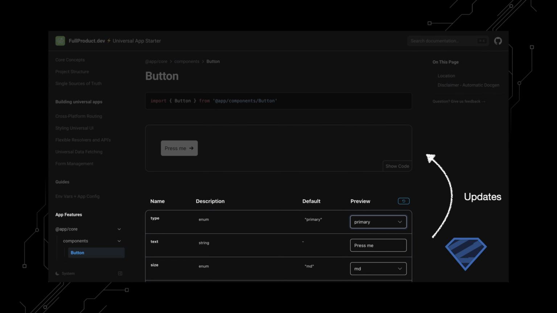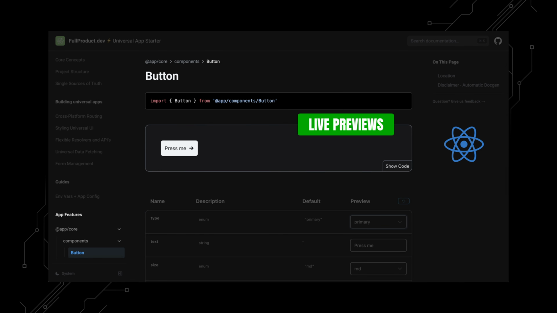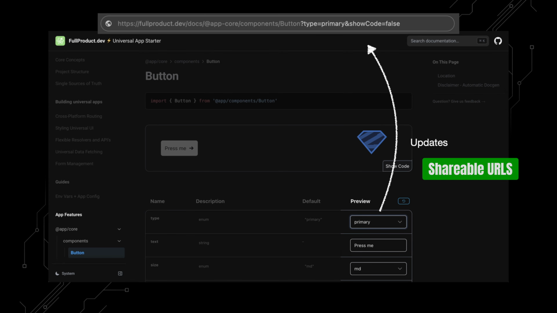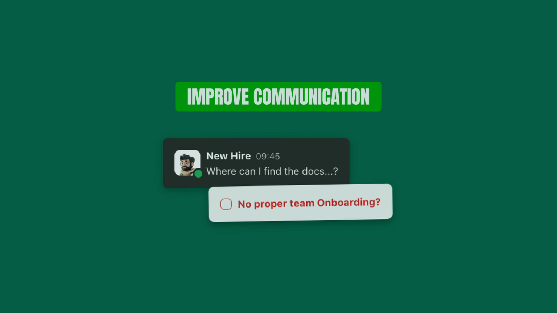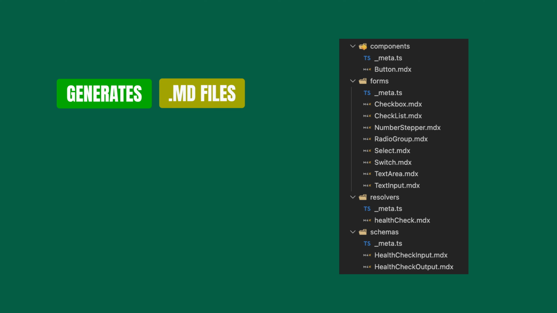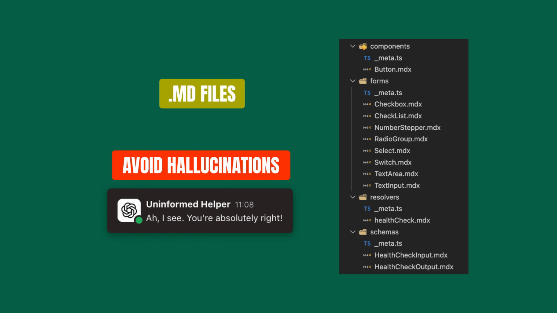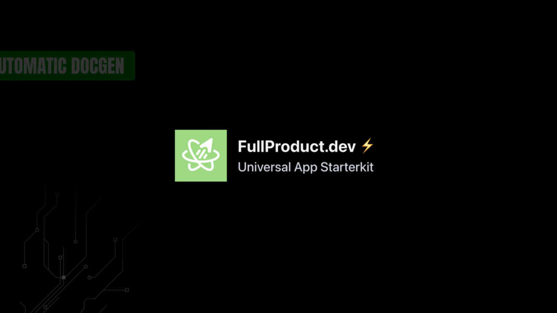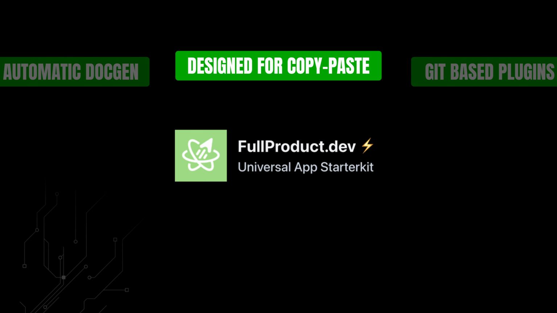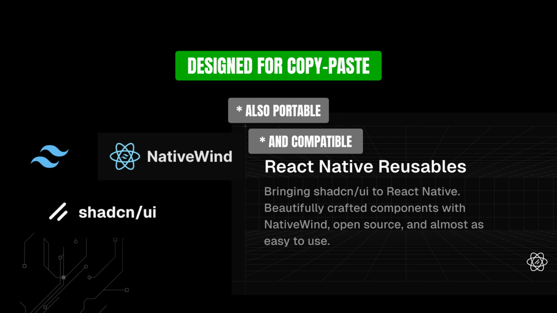Meaning you can play around with the component's available props, see the UI and code preview update, and get a handy shareable URL to send exact examples to your colleagues. It gets even better when you realize this is all generated markdown files that you can provide to your AI helpers to improve output and reduce hallucinations. FullProduct.dev is designed for copy-paste. And no, I don't mean just the UI.